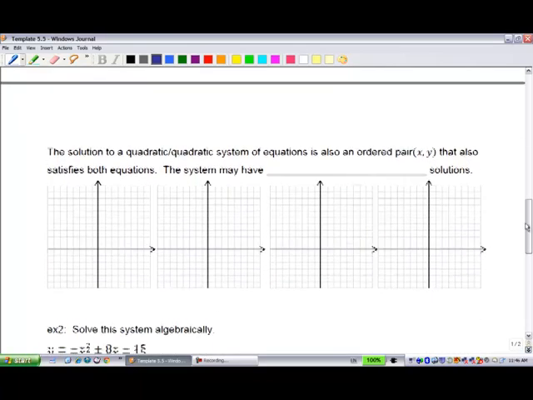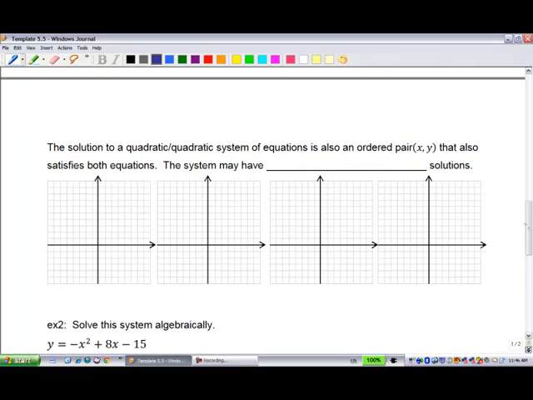Not much different here when we talk about a quadratic system, two parabolas. A solution to a quadratic system of equations is also an ordered pair, also an xy value, that also satisfies both equations, meaning you can plug it into both. The system may have, and here's the interesting part, up to infinite solutions. Now, a little bit careful, it's not up to 0, 1, 2, 3 all the way up to infinity. There's just special cases.